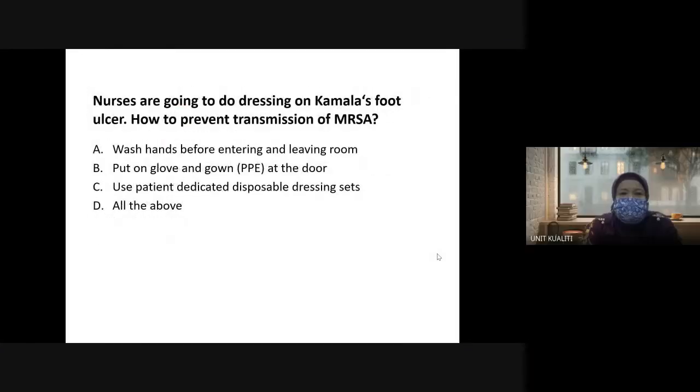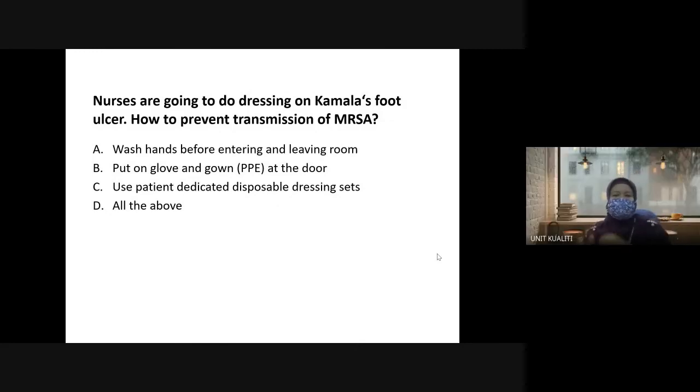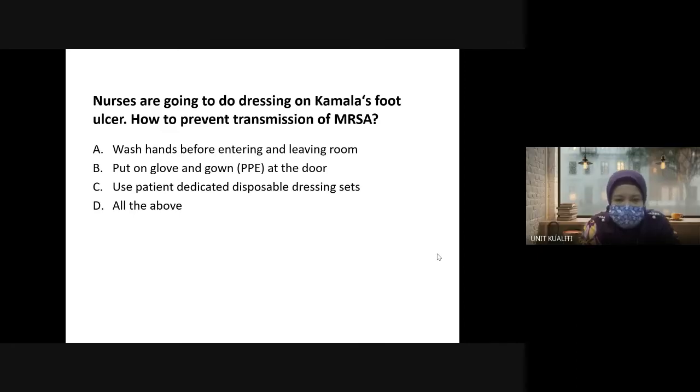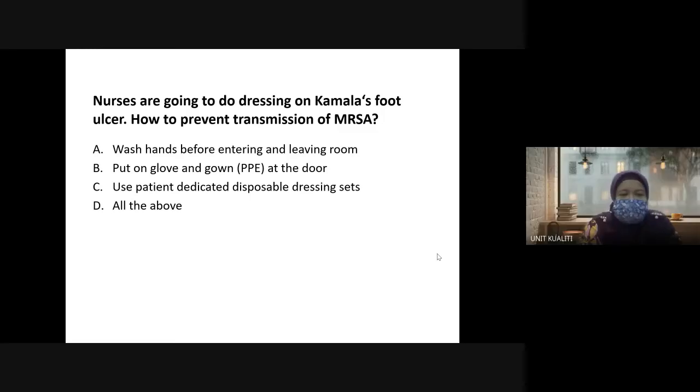Okay, nurses are going to do dressing on Kamala's foot ulcer to prevent transmission of MRSA. Wash hands before entering and leaving the room. Put on glove and gown at the door. Use patient dedicated disposable dressing set. D, all the above. The answer is all the above. Okay, good.